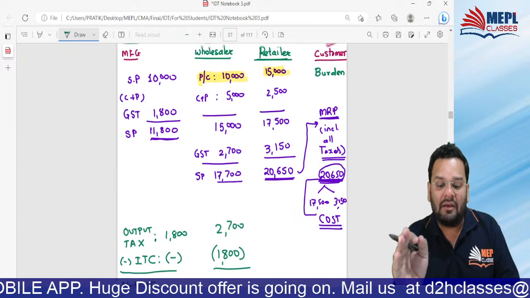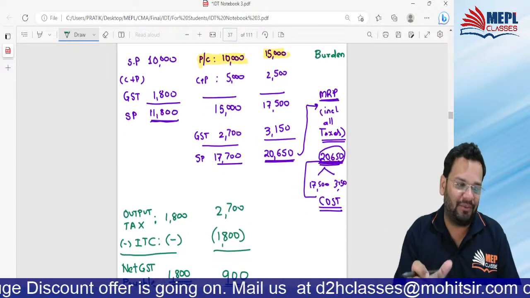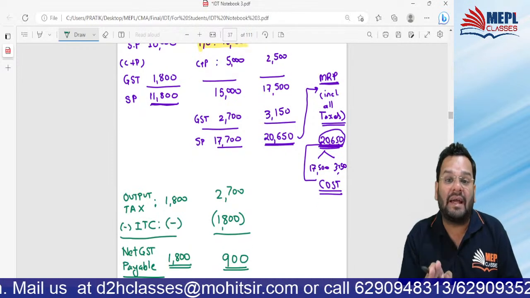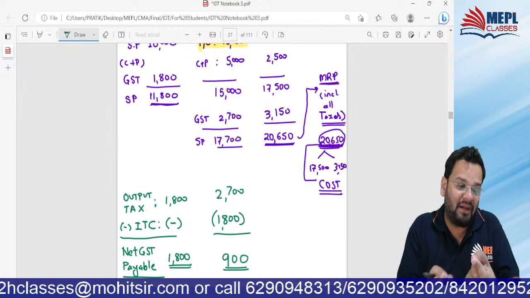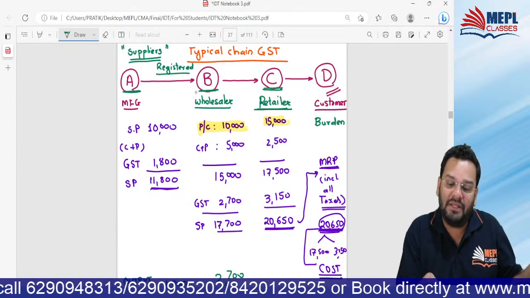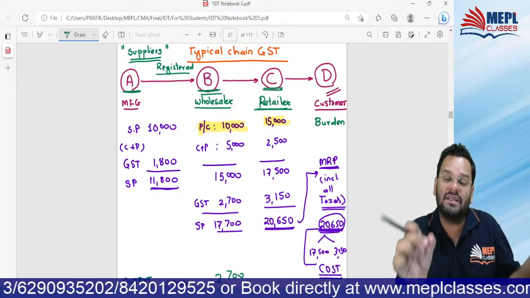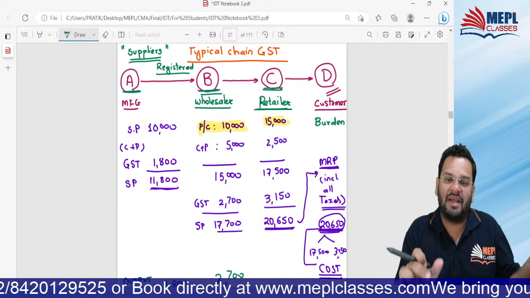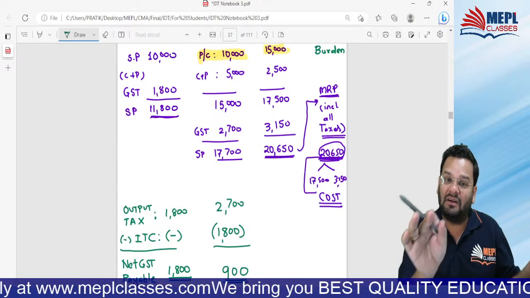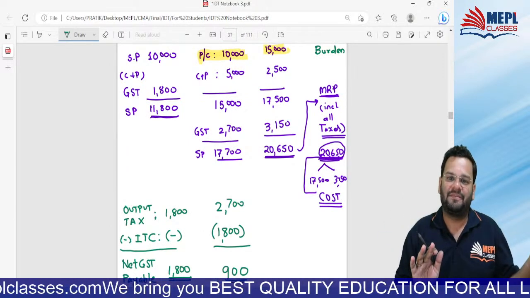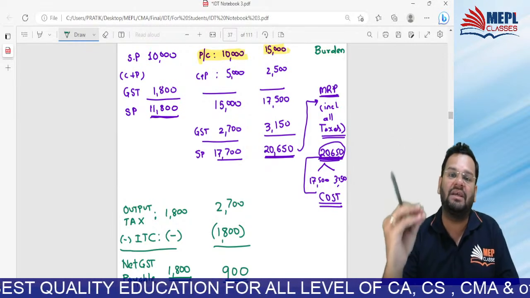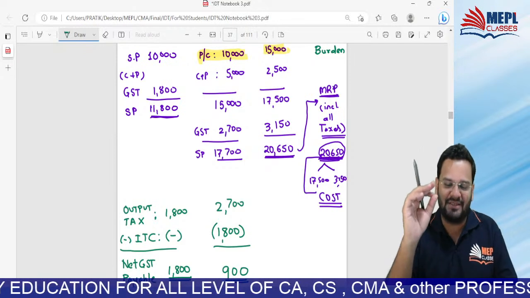So you will say, why is input tax credit allowed? What exactly is input tax credit? Input tax credit is nothing but GST which is paid at the earlier stage. At the earlier stage means on B's purchases, what is the GST paid by B? It is 1800 rupees. So of that 1800, input tax credit is given. We are going to dig much more deep into this. This is just the beginning, I would say.